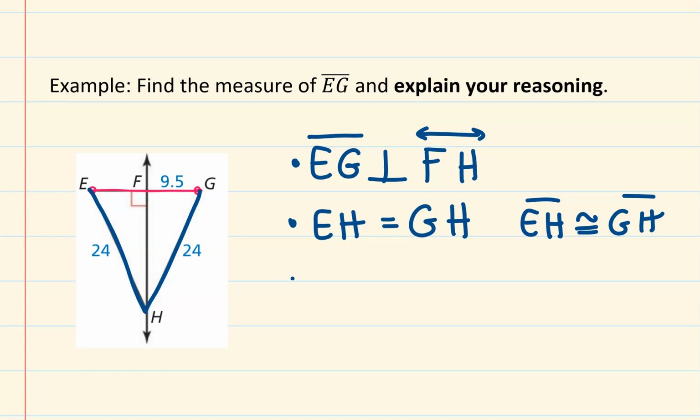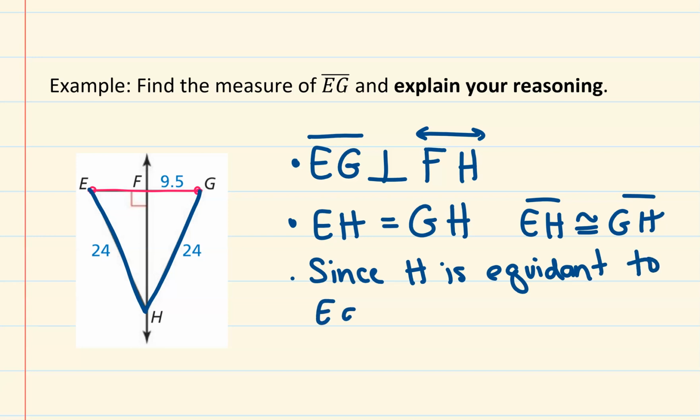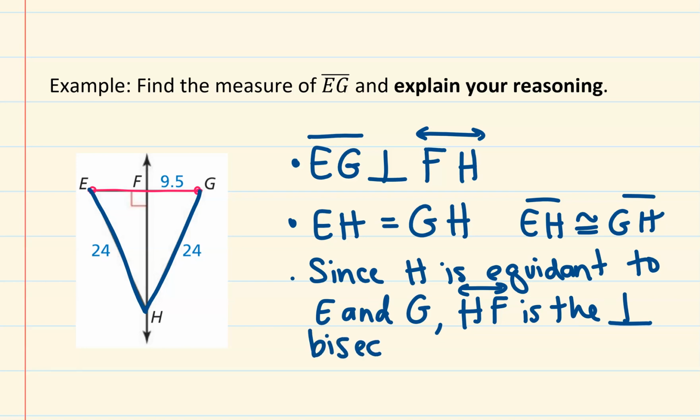So we're going to say, since H is equidistant to E and G, HF is the perpendicular bisector of segment EG.